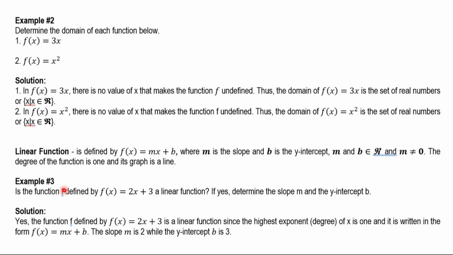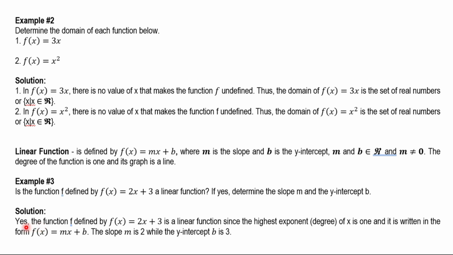Let's have an example. Example number 3. Is the function f defined by f of x equals 2x plus 3 a linear function? If yes, determine the slope m and the y-intercept b. Our given function is in the form of f of x equals mx plus b. Take a look at the degree of the function. Where is the highest exponent? It is 1, since we don't see any exponent. So the answer is yes. That is a linear function.